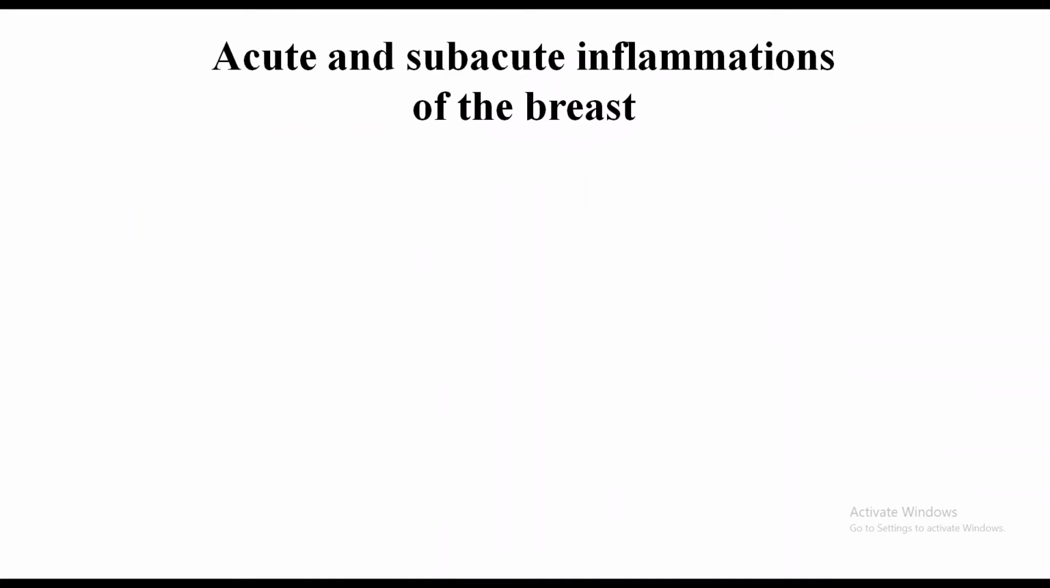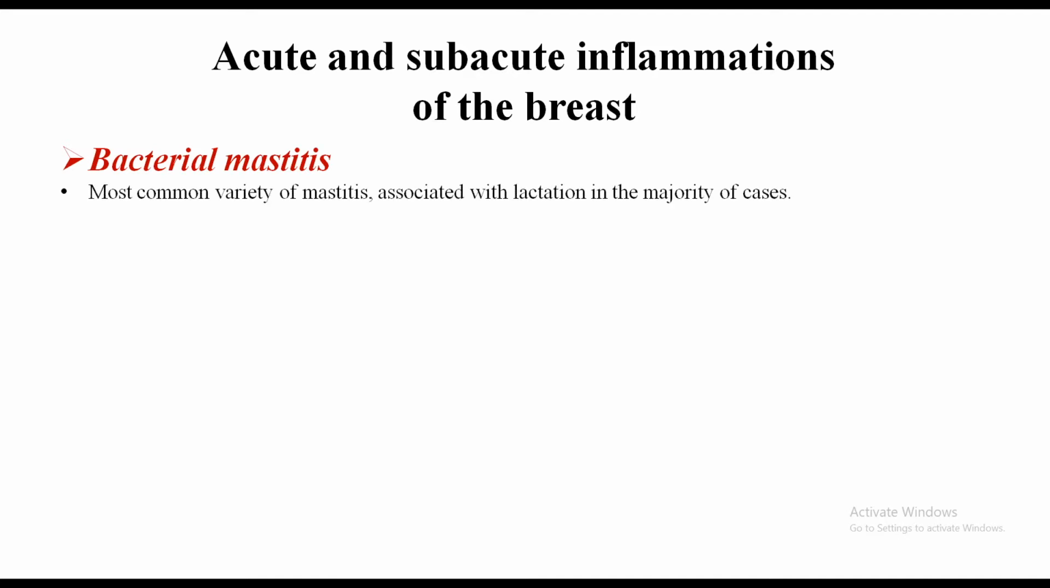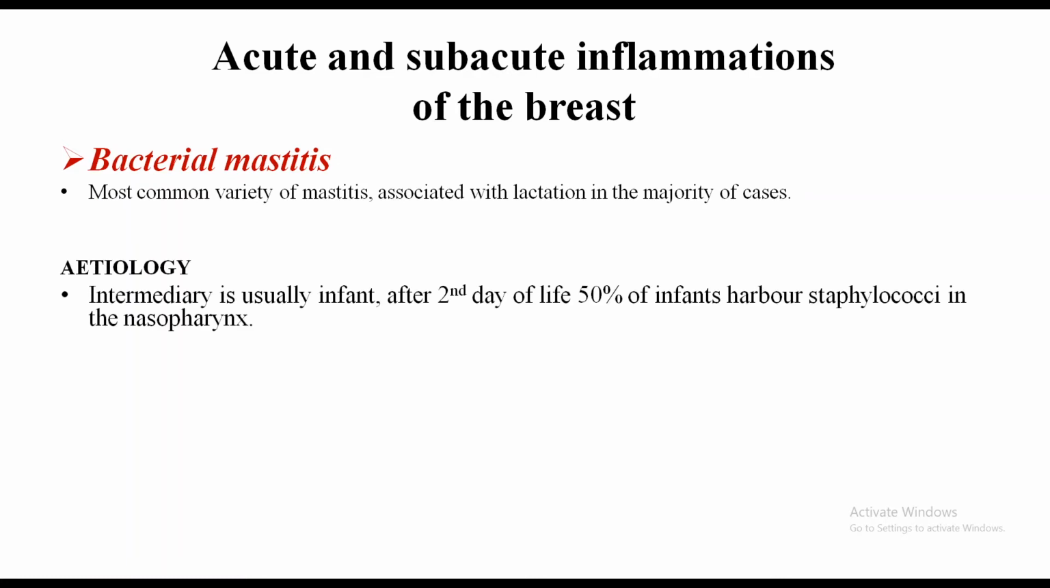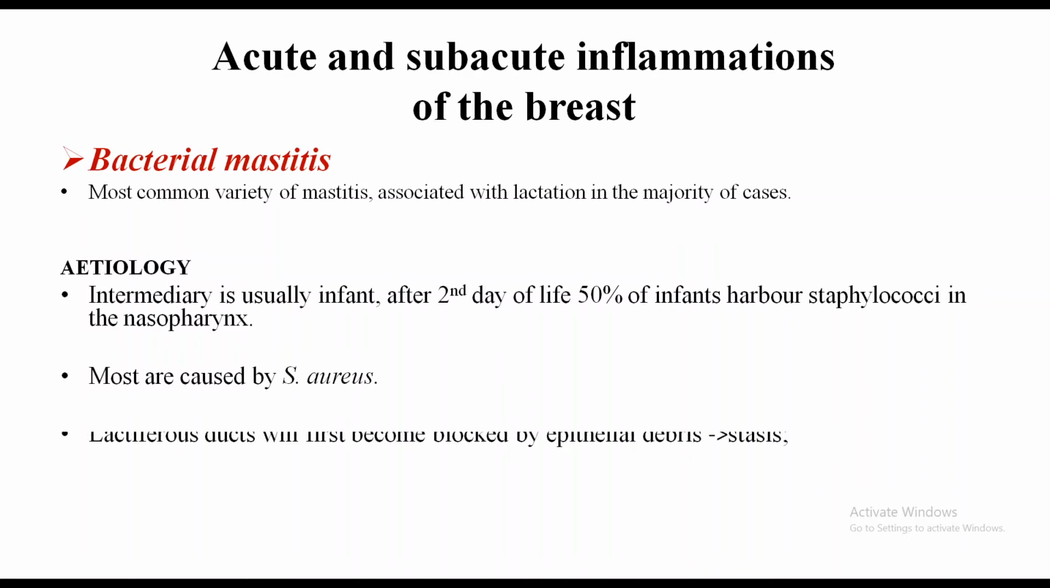Acute and subacute inflammations of the breast is the next group of classification, in which there is bacterial mastitis. It is the most common variety of mastitis, associated with lactation in a majority of cases. The etiology: you know that the intermediary is usually the infant. After the second day of life, 50% of infants harbor staphylococci in the nasopharynx. That is, staphylococci is the main causative organism.